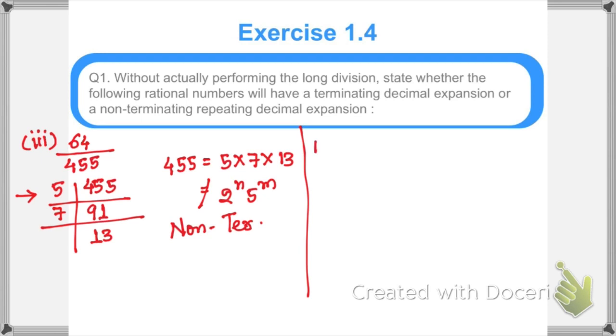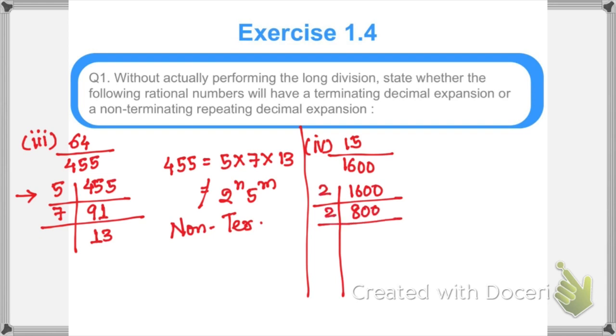Moving on to the next question. Question number 4, which is 15 by 1600. Again performing the prime factorization for the denominator, that is 1600, we will get 2 8s are 16 and 2 zeros, 2 4s are 8, again 2 2s are 4. Again performing the prime factorization, 2 1s are 2 and 2 5s are 10.